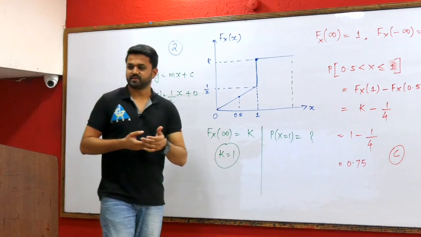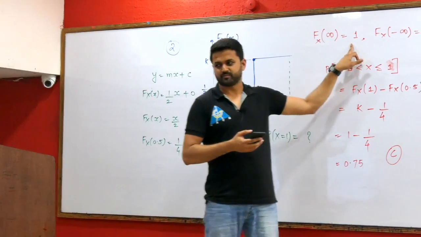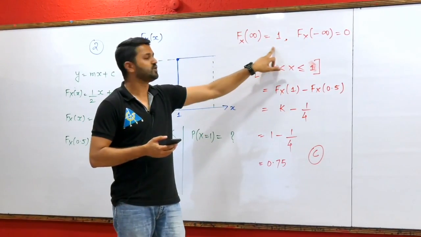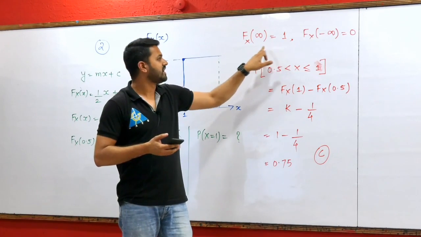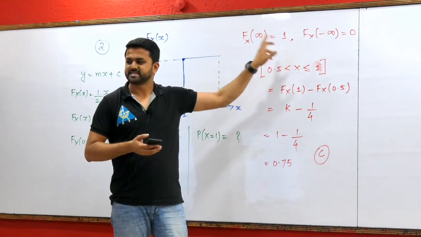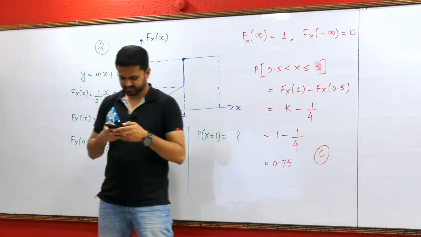The k is 1, because of the property of the CDF. You can note it down. The property of the CDF is FX of infinity is equal to 1. That is why the value of k is 1.